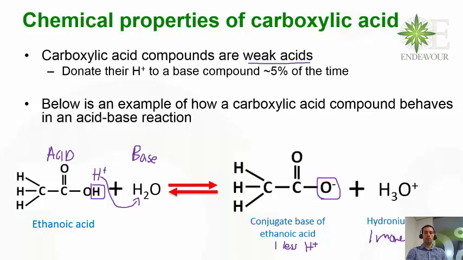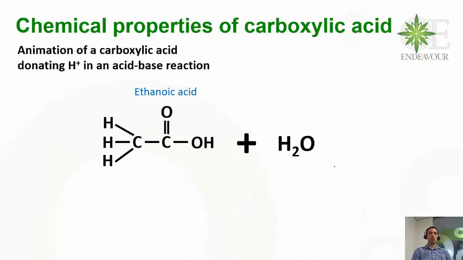So you could have the conjugate base of ethanoic acid reacting with the hydronium ion, where H+ will be donated from H3O+ back to the conjugate base, and that will allow the recreation of ethanoic acid and also water. So let's have a look at an animation now to see how this acid-base reaction takes place.